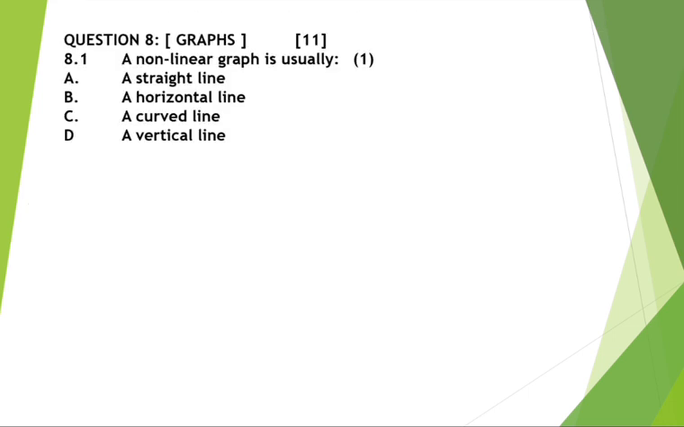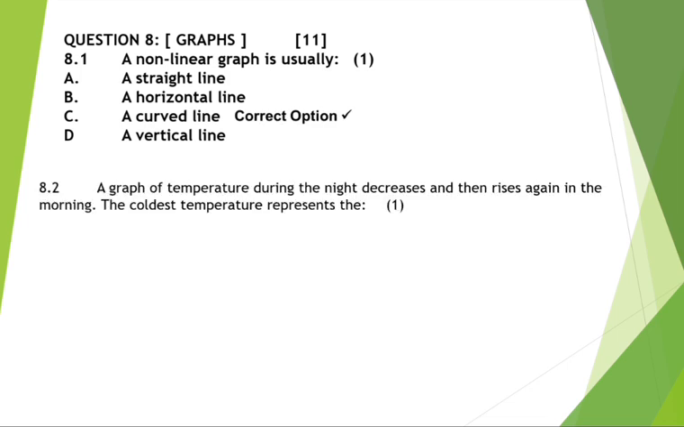Alright, question 8, you have graphs. 8.1, a non-linear graph is usually a straight line? A straight line is a linear graph. B, a horizontal line. Yes, a horizontal line can be a linear graph. Then C, a curved line. A curved line cannot be, that's a non-linear graph. Then D, a vertical line. That's a linear graph. So therefore the correct option is C.